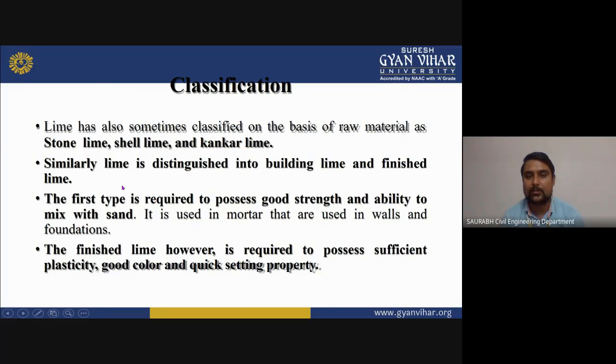Again, lime is also sometimes classified on the basis of raw material as stone lime, shell lime, and kankar lime. Similarly, lime is divided into building lime and finishing lime. The first type is required to possess good strength and ability to be mixed with the stone. It is used in the mortar that is used in the wall and the foundation. The finishing lime, however, is required to possess sufficient plasticity, good color, and quick setting property.